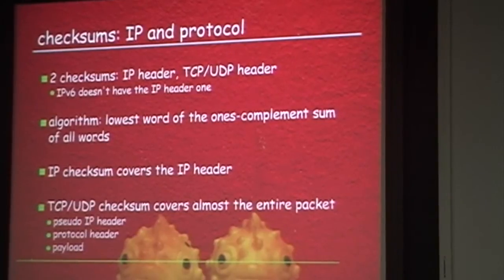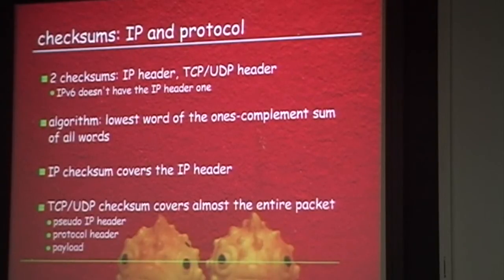There's a checksum in the TCP and UDP header. The IP checksum is only there in IPv4. IPv6 does not have that. That is not an advantage, but I'm getting to that later. The checksum algorithm is actually very, very simple. All that's done is you build the sum of the one's complement of all words in the packet, or the section you want to checksum, and take the lowest word of that. Super easy.